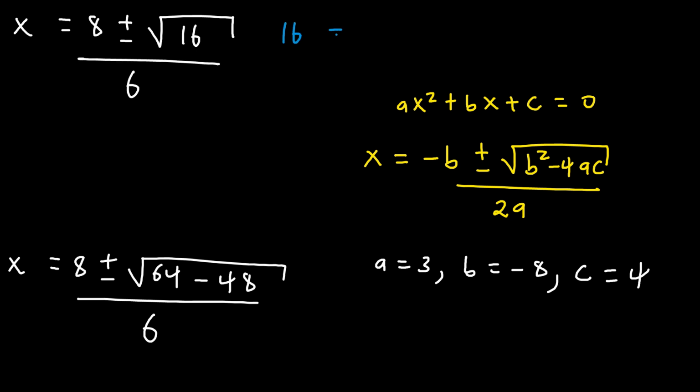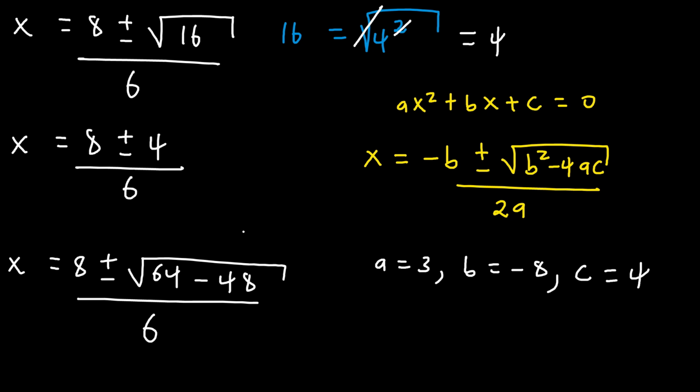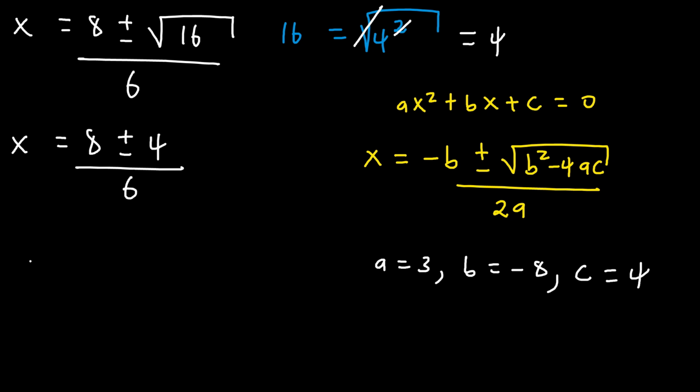Now 16 is the same as 4 raised to the power of 2. And if you take the square root, this 2 will cancel with the square root and you remain with 4. Therefore, the square root of 16 is 4. So x will be equal to 8 plus or minus the square root of 16, which is 4, divided by 6. And so the first value of x, which is x1, we shall take the plus sign, so we shall have 8 plus 4, divided by 6.